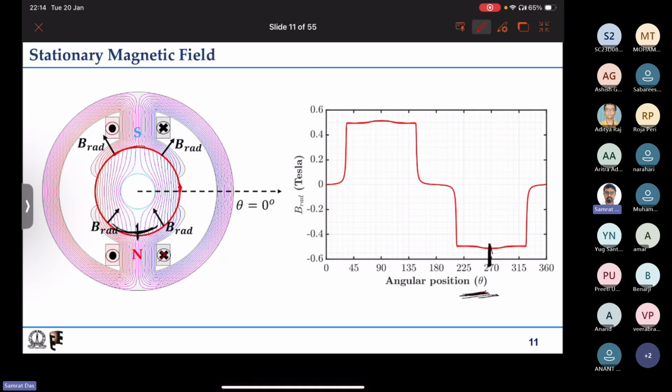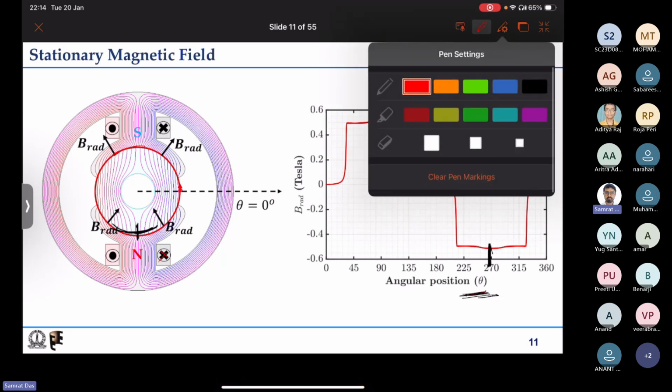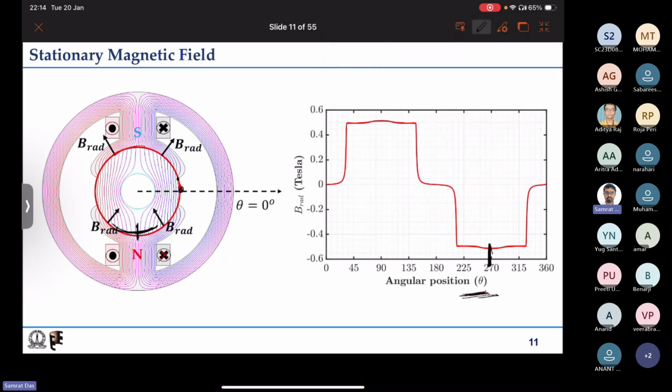Now what I am doing is looking at the flux density at each point on this circle, the red circle. That is what I am plotting here. Because it is under the south pole, flux lines are going upward, that I am taking as positive, and if flux lines are going radially outward, then I am taking it as positive. If it is radially inward, then I am taking it as negative. Is it clear?